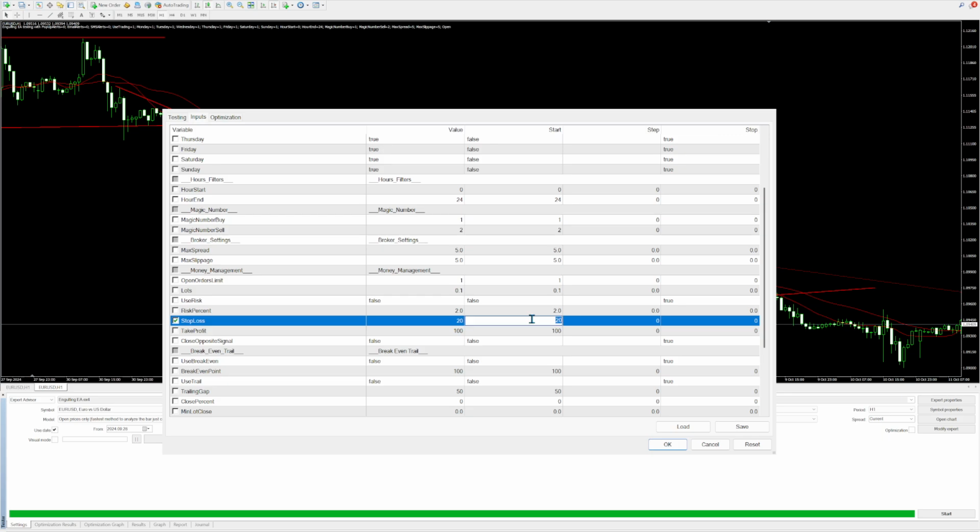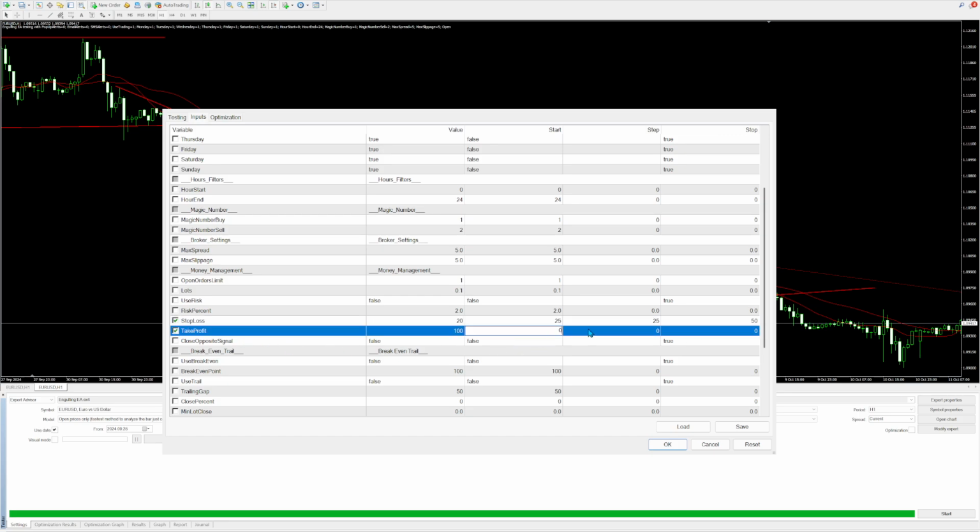So this is where you start. We'll start at 25 pips, we'll go up in 25 pip increments and we'll stop at 50, I think is enough for the 1 hour chart time frame. So this will test a stop loss of 25 pips and 50 pips because we start at 25, we go in 25 increments and we stop at 50.